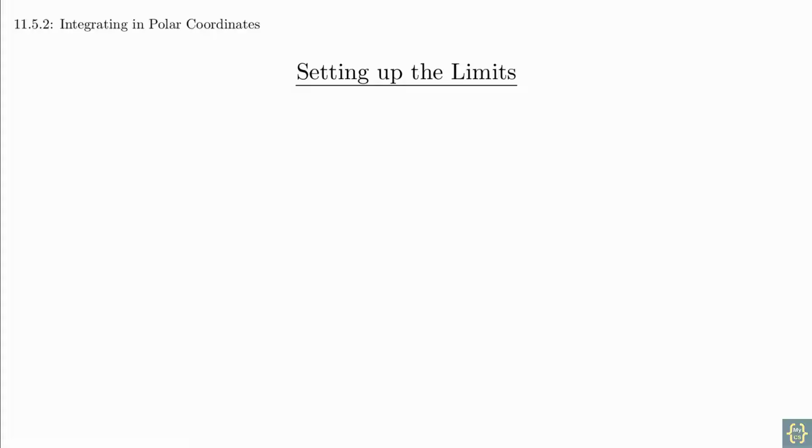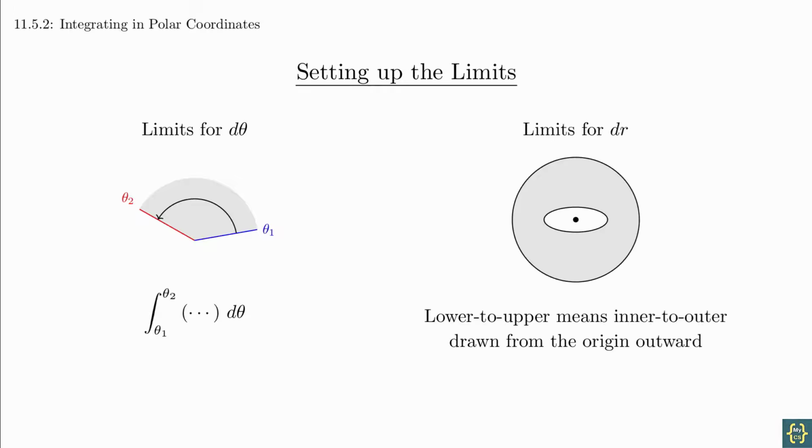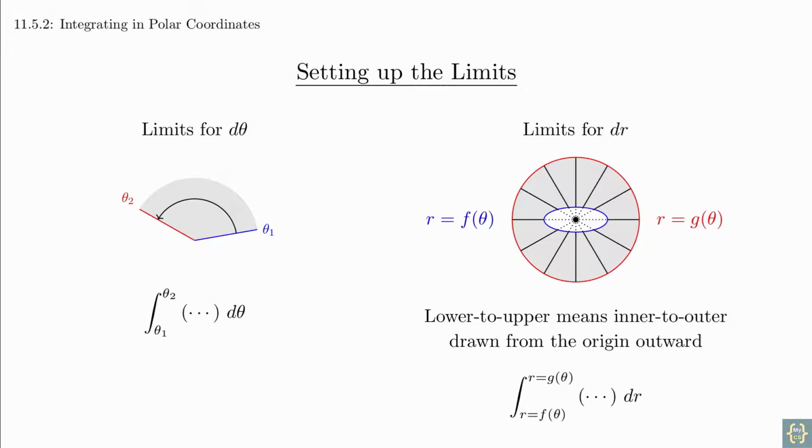Setting up the integrals can be tricky because you're probably not as familiar with polar graphs. For the d theta integral, most problems are simply going to have constants, and so that tends to be easy. For the dr integral, you're trying to trace from the lower curve to the upper curve, where the curves are functions of the form r equals something in terms of theta. In the r direction, you can think of lower to upper as inner to outer, tracing outward from the origin. You may need to sketch the polar graph to figure out which is which, but once you've done that, it's no different than in rectangular coordinates.